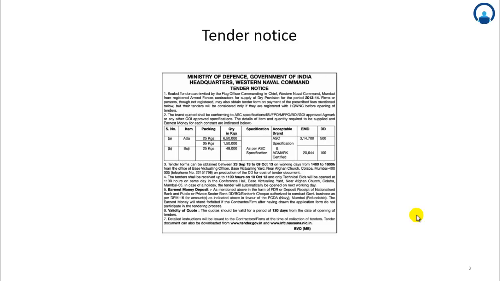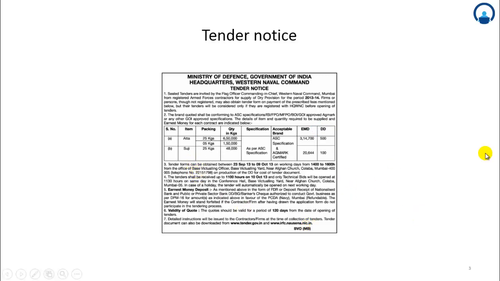Now, I am bringing in front of you a tender notice which has been invited by the Ministry of Defence under the Government of India. If you read it thoroughly, you will find that certain items have been described, the quantities have been given, the specifications are given, and then there is a column for acceptable brand, there is a column for EMD, there is a column for DD.